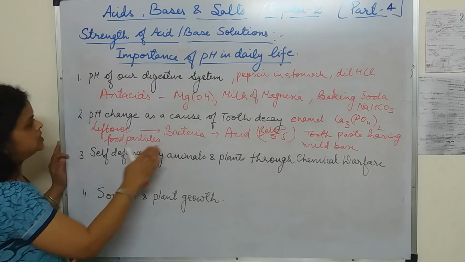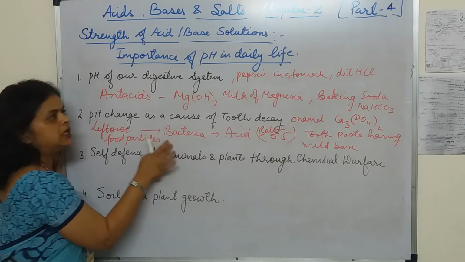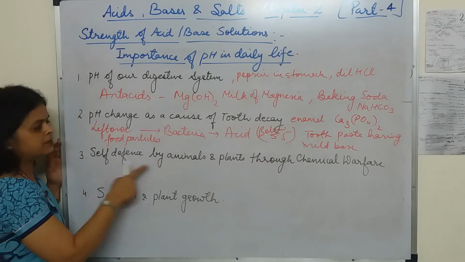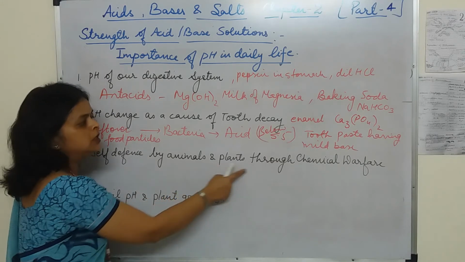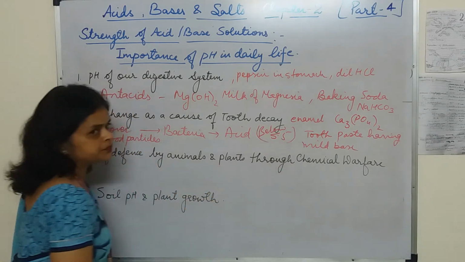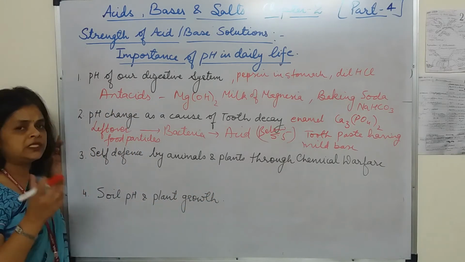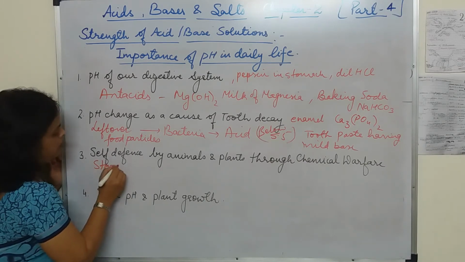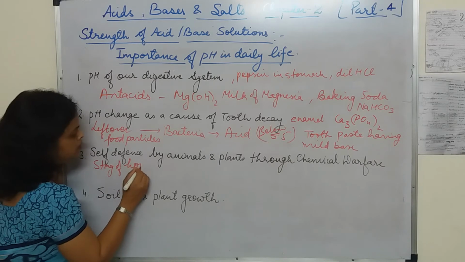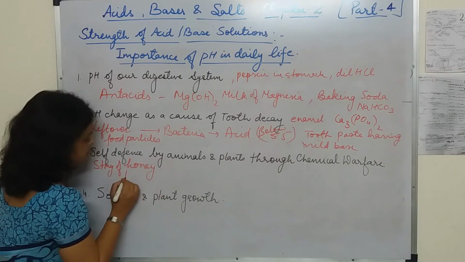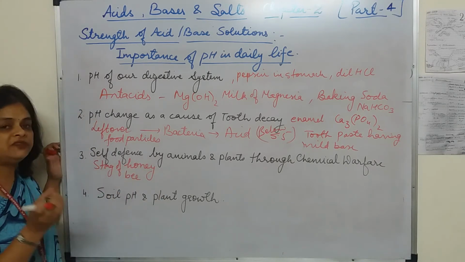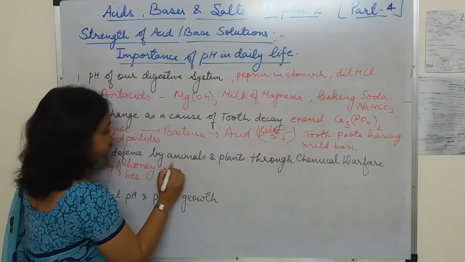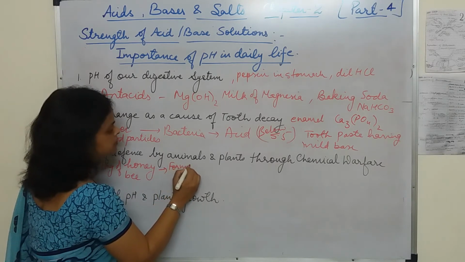Okay, so this is also happening in daily life. Now the third point, self-defense by animals and plants through chemical warfare. See students, the sting of the honeybee leaves an acid. Wherever there is a sting of a honeybee, it leaves an acid that is called formic acid.